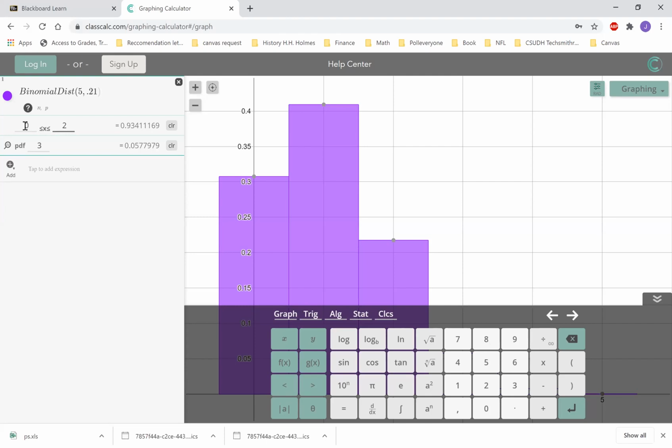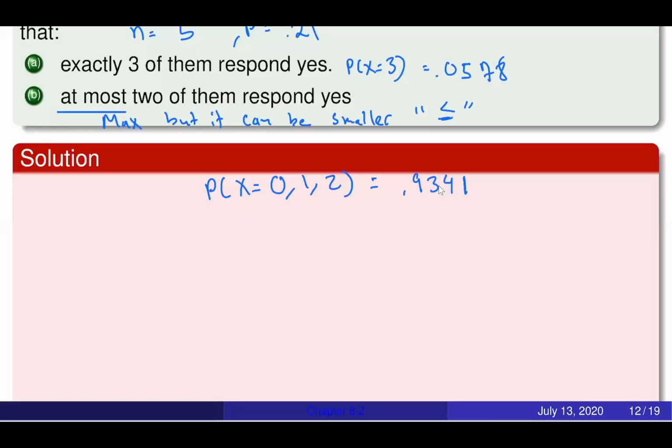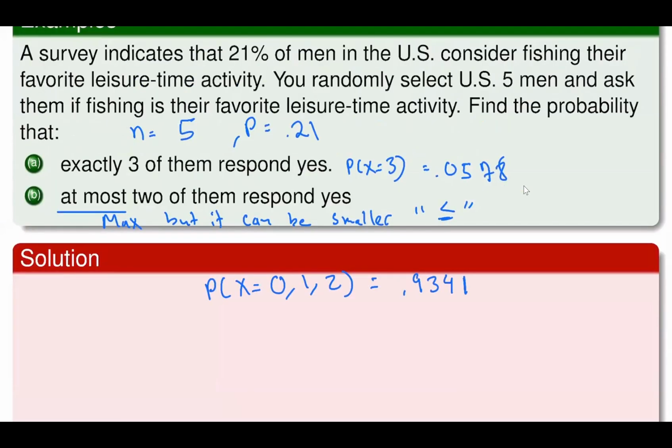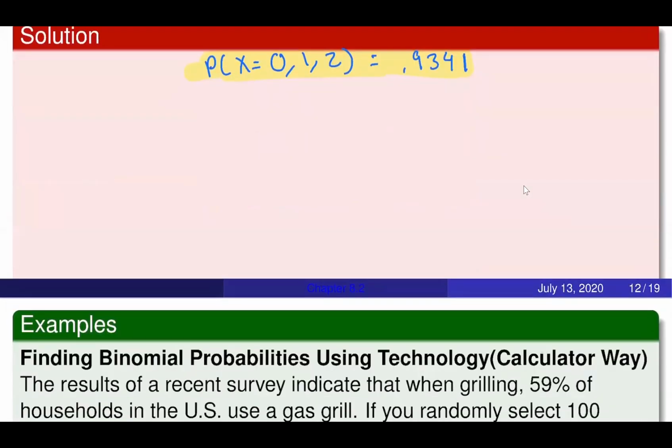All right, so that's it for this problem. Let's go on to the next one. If you want to see how I enter the number or put the solution, that's how I did it. I said the probability that x is equal to 0, 1, or 2 is equal to 0.9341. All right, so let's go on to the next problem.